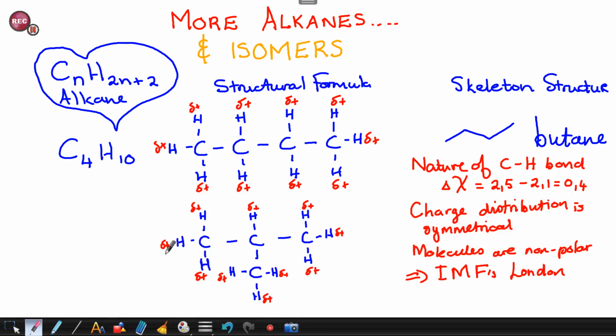The one with the longest chain will have the stronger London forces. So this molecule will have the stronger intermolecular forces, so it will have the highest boiling point and melting point as well, for that matter. This molecule is more round, so the London forces will be weaker.